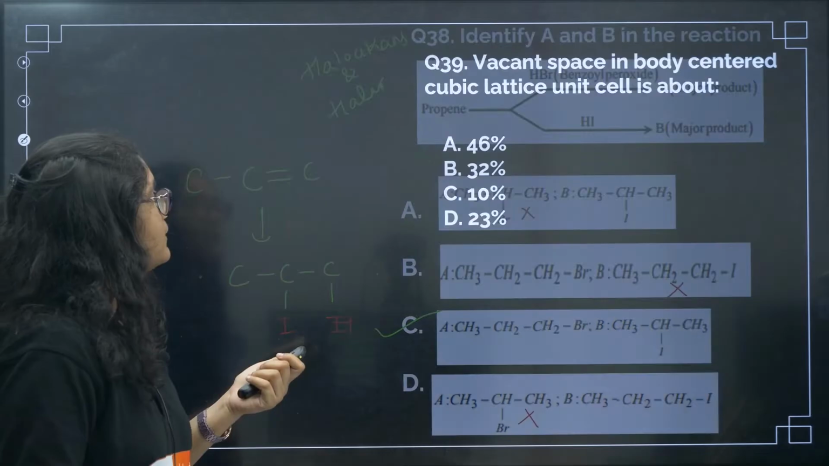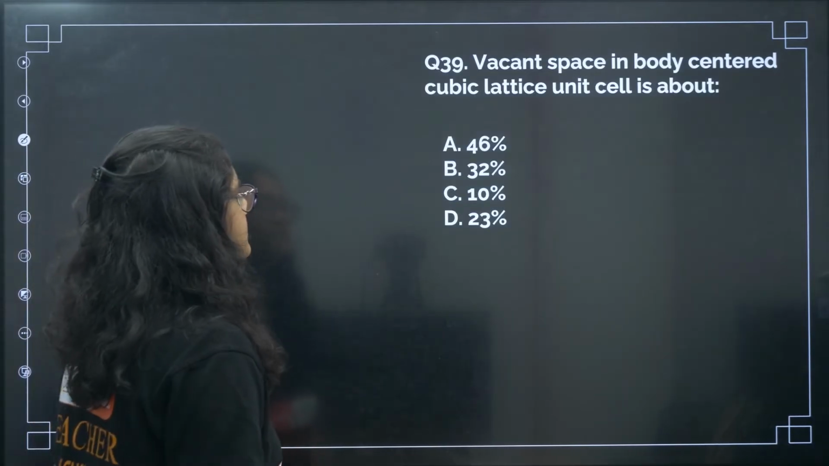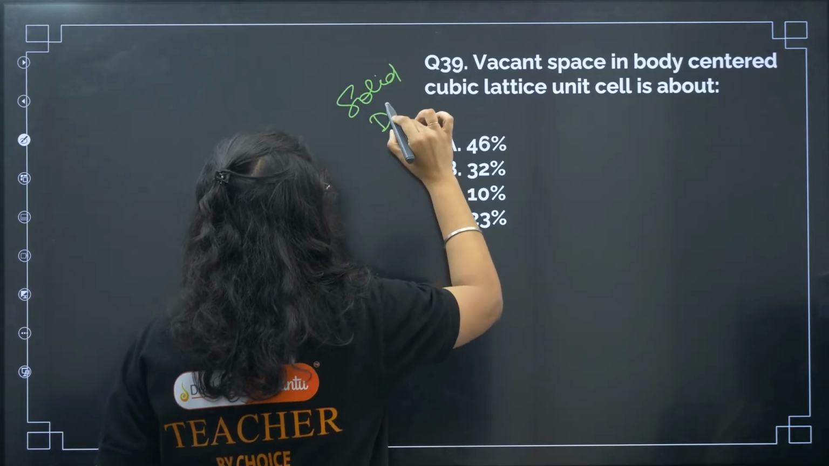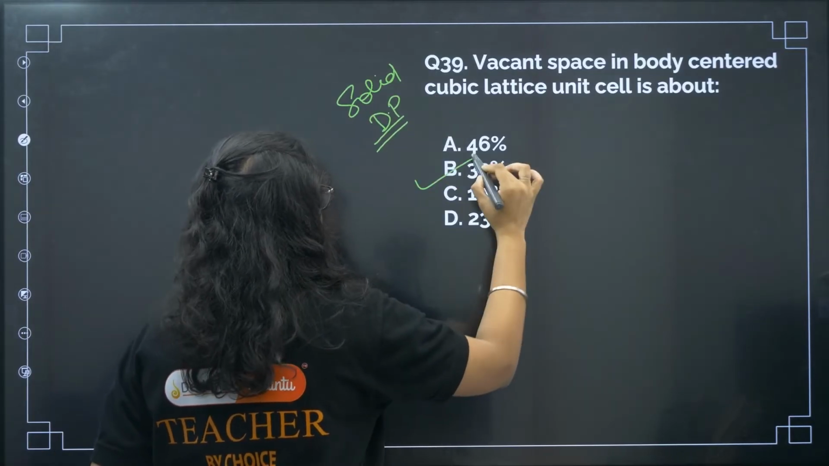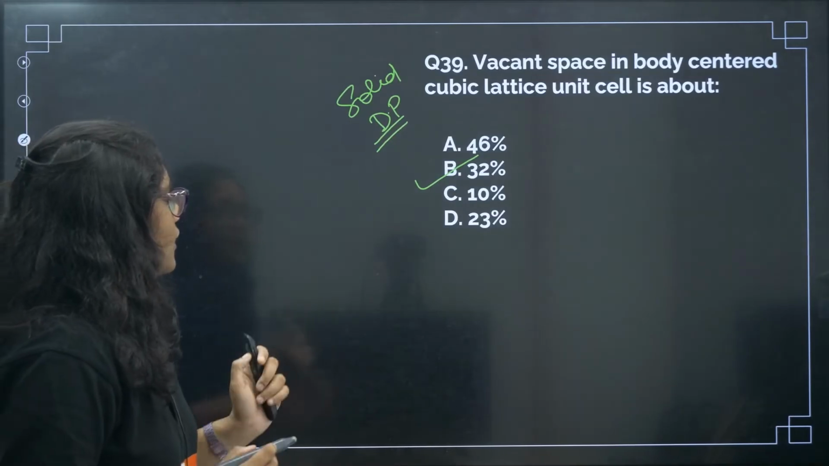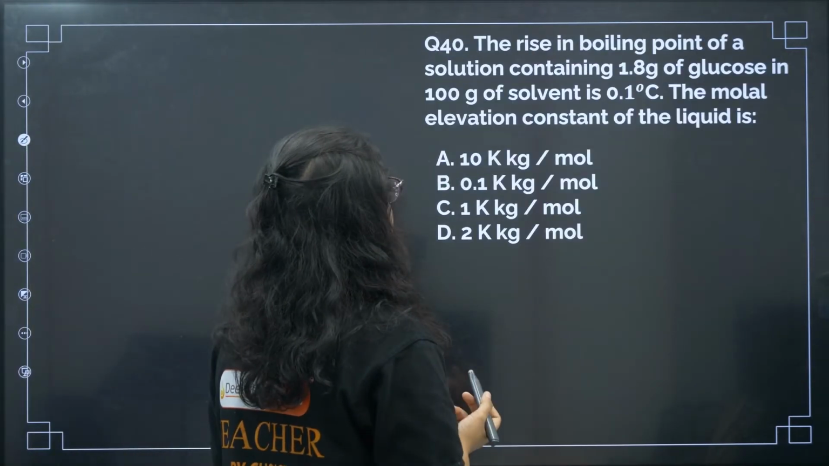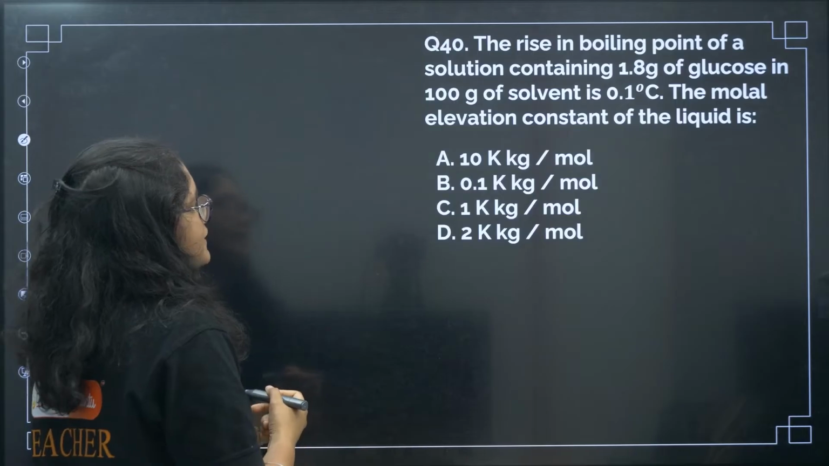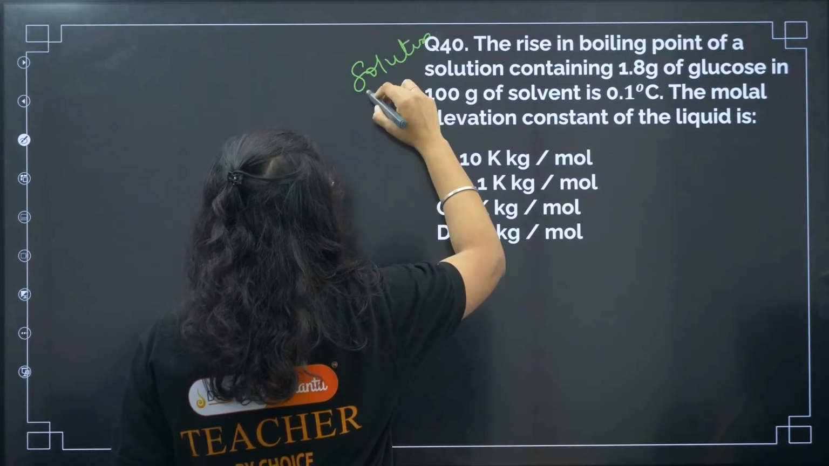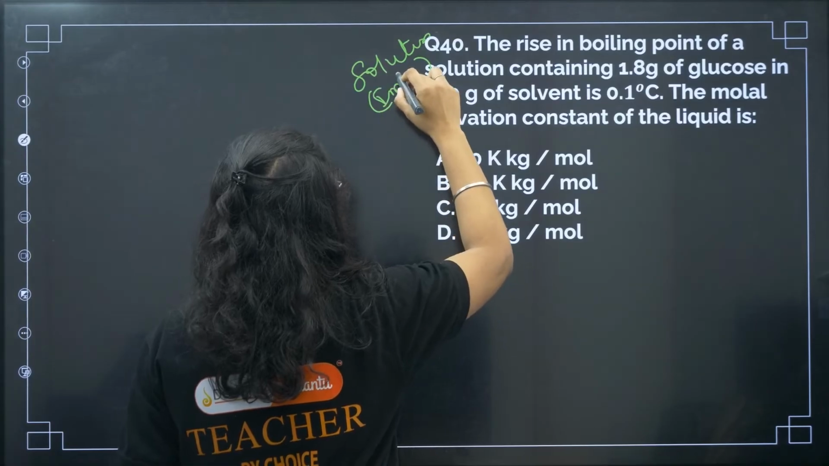Now coming to question number 39. Vacant space in body centered. Again this question is from solid state, deleted portion, no need to study here. I'll tell you the answer is 32%. Now coming to the next question, that is question number 40. The rise in boiling point. This question is from your solutions chapter, a very important and high weightage topic.